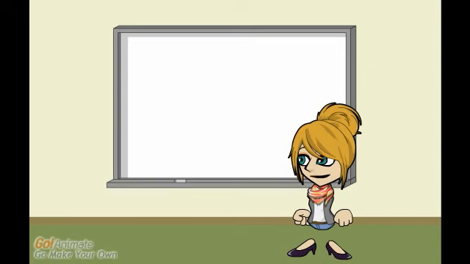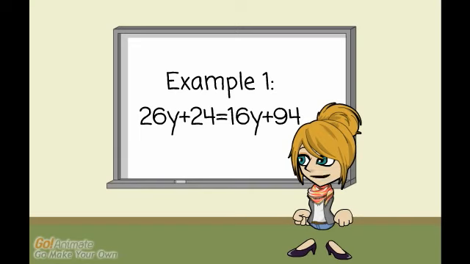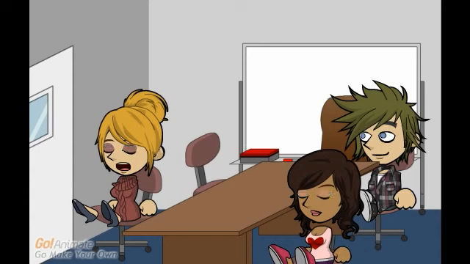So class, here are some examples to write down. And remember, the main objective to solving equations is to solve for the variable and get this variable by itself. Example 1 is 26y plus 24 equals 16y plus 94. Now subtract 16y and subtract 24 from both sides. What do we do next, Jenai? Since we get 10y equals 70, we need to divide both sides by 10. So y will equal 7.